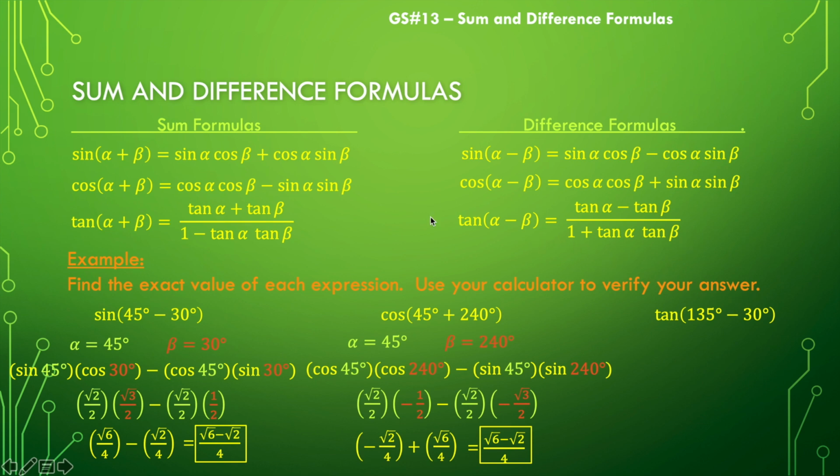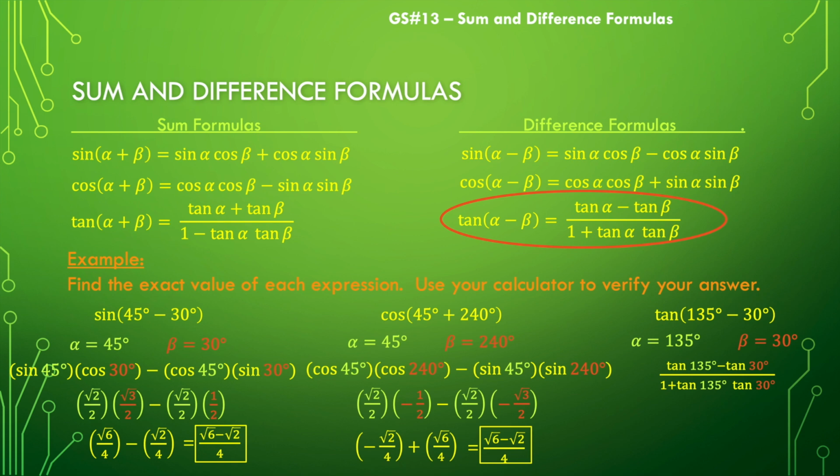So we're going to use this formula right here. And we're going to identify our alpha to be 135 degrees and our beta to be 30 degrees. Now, we're going to substitute all of those things into the formula. So the numerator will become tangent of 135 degrees minus the tangent of 30 degrees over 1 plus the tangent of 135 degrees times the tangent of 30 degrees. Okay, now that is pretty ugly, but it is what it is. Okay, so let's go ahead and evaluate.